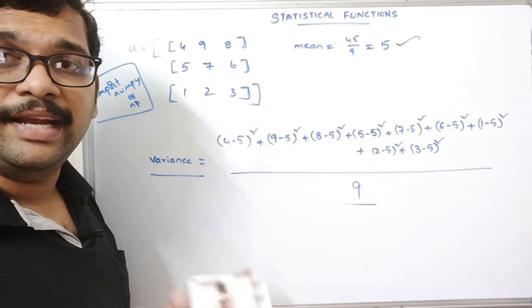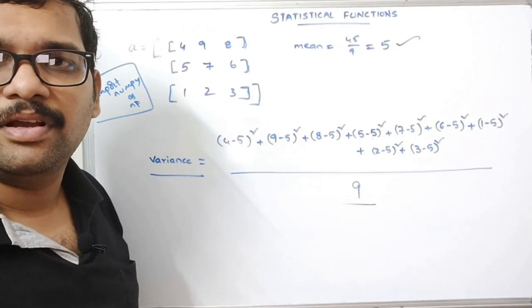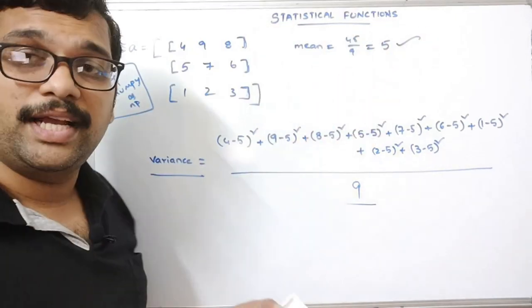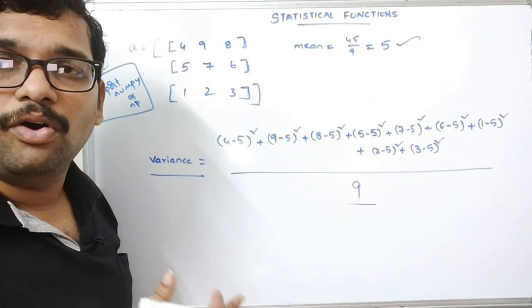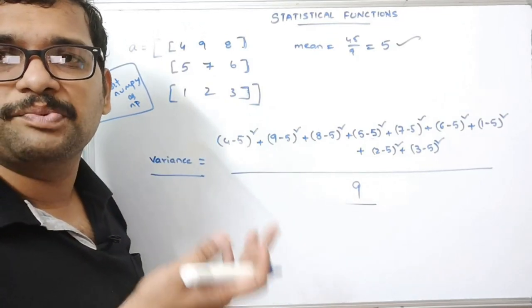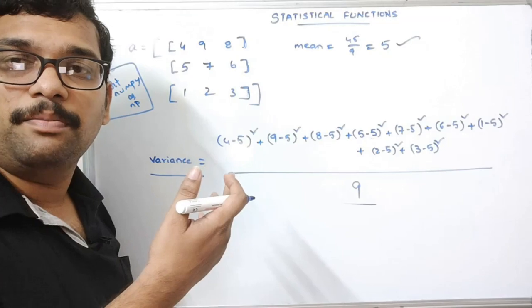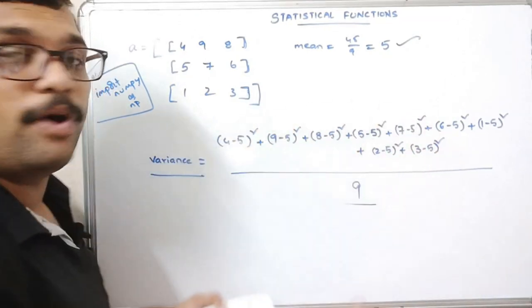Okay, so we can also find this variance along the axis. So x-axis and y-axis, I mean 0-axis and 1-axis. 0-axis means we have to calculate the operations towards the columns, and if it is axis 1, we have to calculate the operations row wise. So we have to use the same formula.